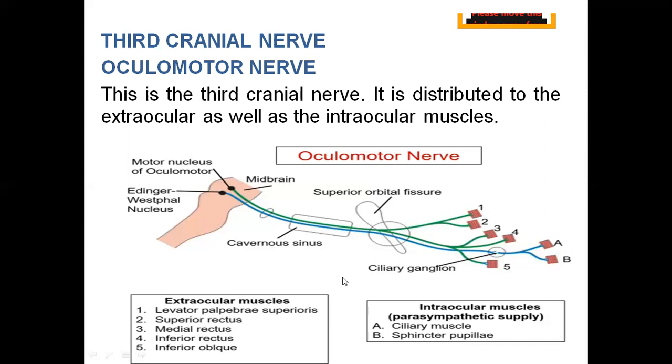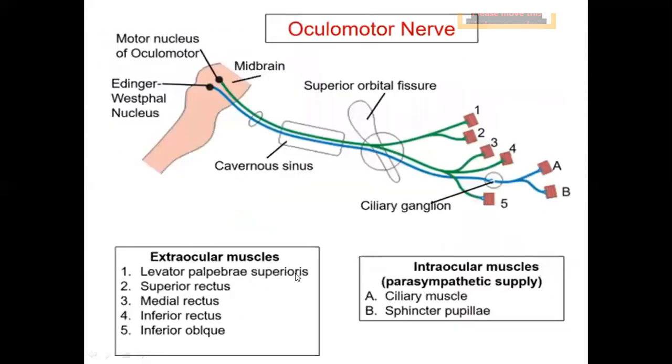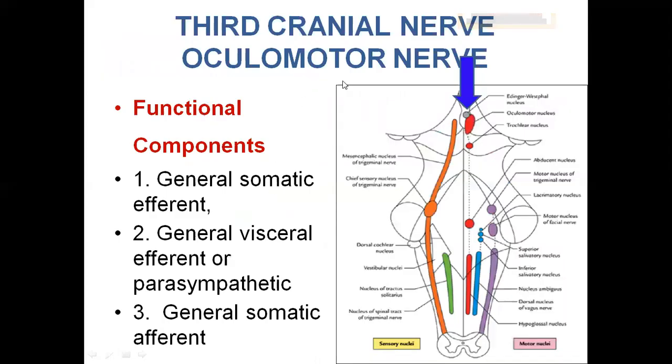Hence, pause the video and repeat this lecture again and again so that it will be easy. Okay, the same thing is now being revised. This is the brain stem, where you have the midbrain, pons and medulla oblongata. This section shows us the cranial nerve nuclei. Nuclei are nothing but collections of cell bodies of neurons.